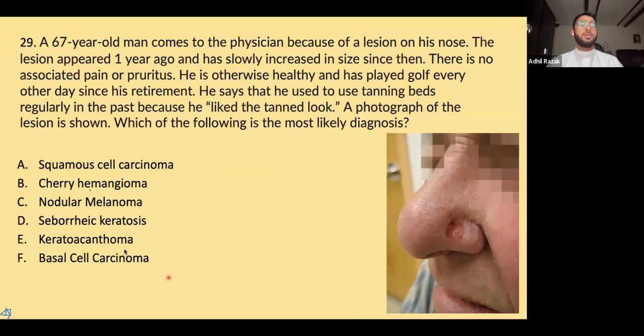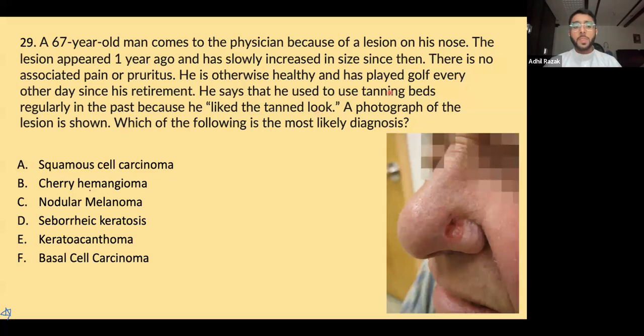All right. So what do we have here? A 67-year-old man comes to the physician because of a lesion on his nose. The lesion appeared 1 year ago and has slowly increased in size since then. There's no associated pain or pruritus. Otherwise healthy, plays golf every other day, sun exposure. He says that he used to like tanning beds regularly because he liked the tan look.